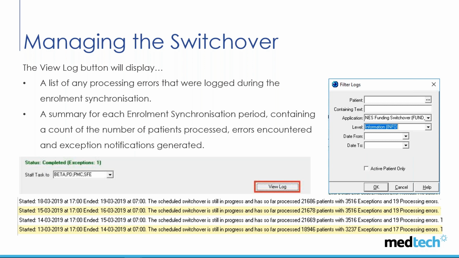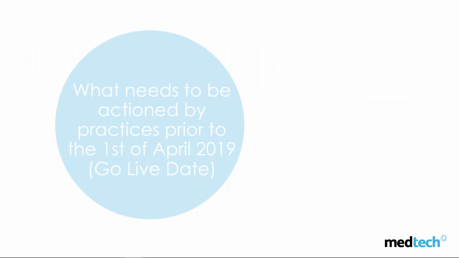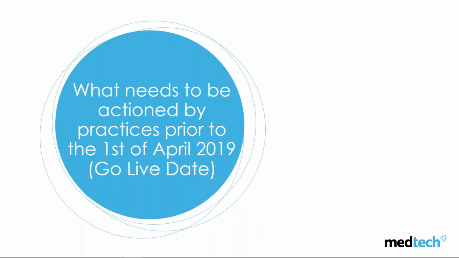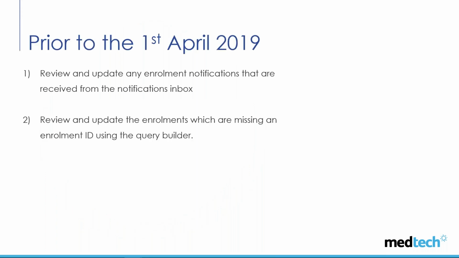So the key thing to look out for is the changes in the number of patients being processed. As you can see from the bottom, you can see 18,946. A day later, there was 21,669, which is a fair amount of patients processed. And then the following processing day, it had 21,678. So as you can see, there's very little change in the number of patients processed between the 14th and the 15th. That indicates that the practice has processed all the patients that have an enrollment ID prior to the 1st of April. As soon as the 1st of April hits, it's then going to process the remaining patients, and then a completed status will appear.